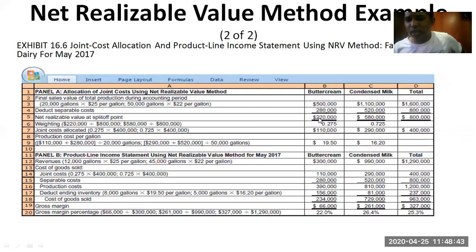$220,000 divided by $800,000 will give you 27.5%, and this will give you 72.5%. On the basis of that, this $400,000 will be allocated to buttercream and condensed milk. So this is the NRV method, net realizable value method. This is the income statement. We're not focusing on the income statement right now. When we calculate sums on the income statement, we'll talk about that.